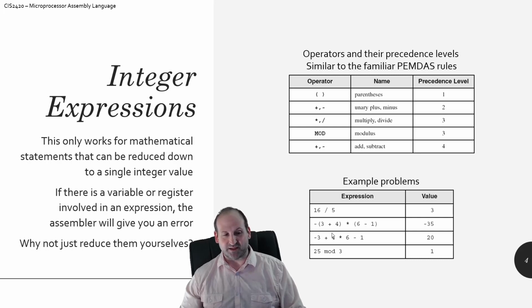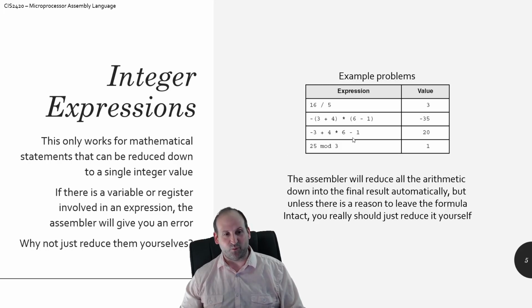So there's a huge difference here. If you want to change the order of operations, that's when you have to use the parentheses. Because if I didn't have the parentheses for this one, the 35 one, it would read negative 3 plus 4 times 6 minus 1, and the result would be completely different at the end of the day.